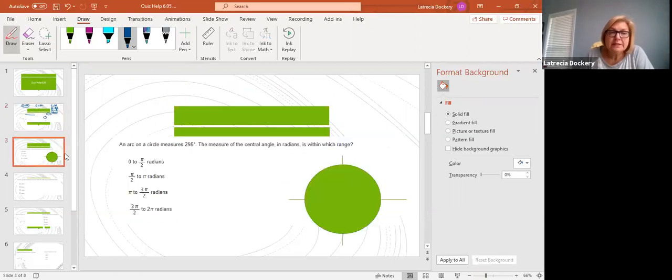All right. Next one, it says an arc on a circle measures 295 degrees. The measure of the central angle in radians is within what range? All right, so let's go back to square one just a moment. When we're talking about radians, let's think for a moment in terms of measuring the length across a room, okay? We can do that in inches. We can do that in feet. We can do that in yards.